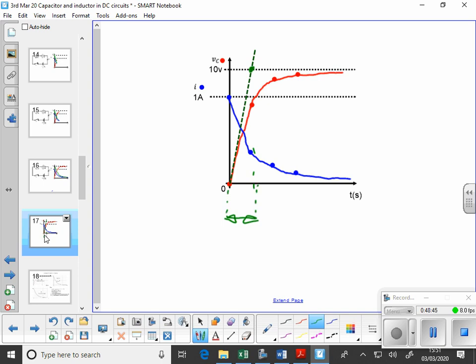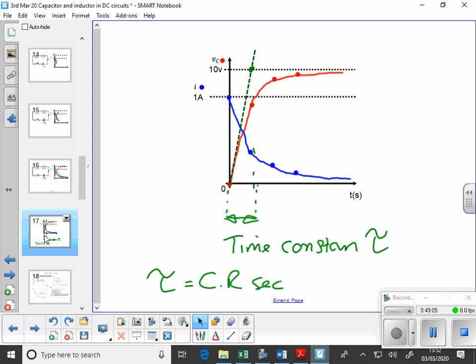That's called the time constant, Greek letter tau, where tau, the time constant, is equal to C times R seconds. Right?